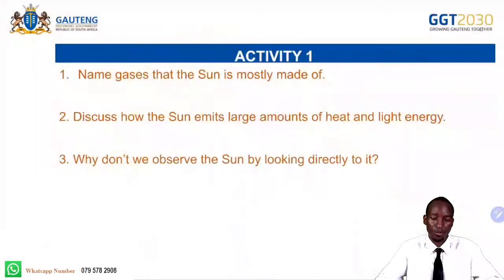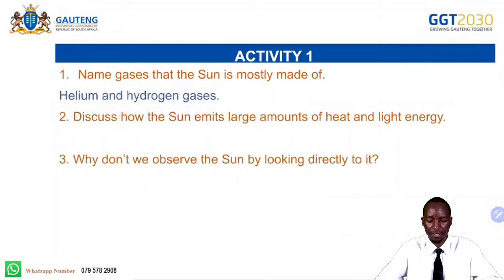Welcome back. Let us go through the activity and check all the responses that we're supposed to indicate there. In number 1, we're supposed to name the gases that the sun is mostly made of, and these 2 gases are helium and hydrogen. These are the 2 gases which are mostly found in the sun.